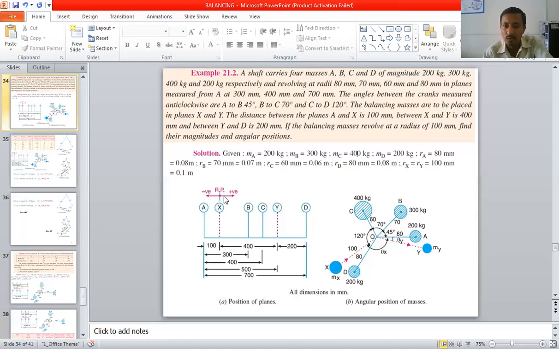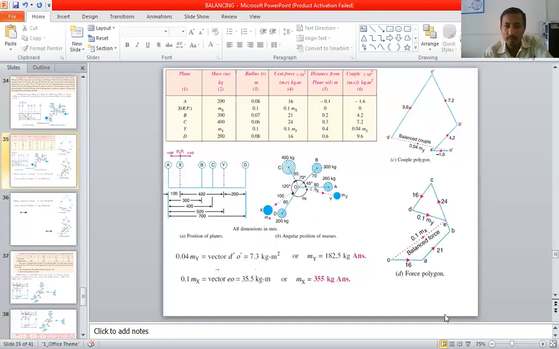and towards the left it is negative and towards the right it is positive. This figure gives the angular positions of masses: mass A, mass B, mass C and mass D. X and Y we are taking randomly, MX and MY. So what is the next step? To make the table. Tabulate the values.